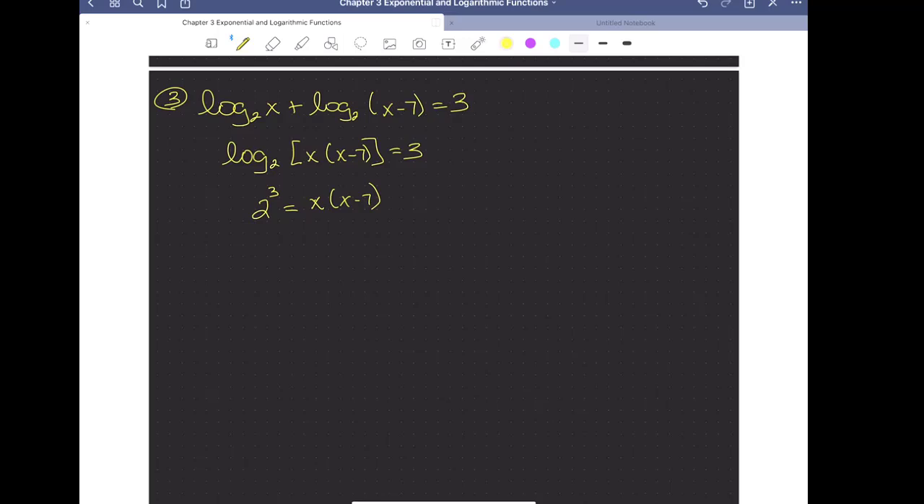Okay, do some lovely algebra. 2 to the 3rd is 8. Then I'm going to use my distributive property, and what am I going to get? x squared minus 7x. Oh, it's a quadratic. Do we know how to solve quadratics? Yeah, we do. Get everything on one side, so 0 equals x squared minus 7x minus 8.